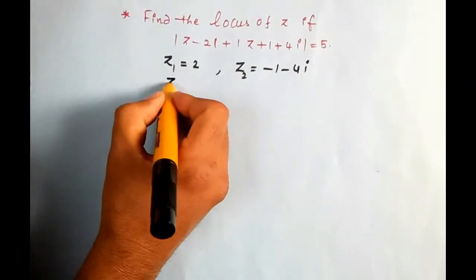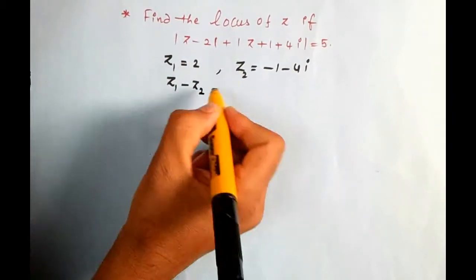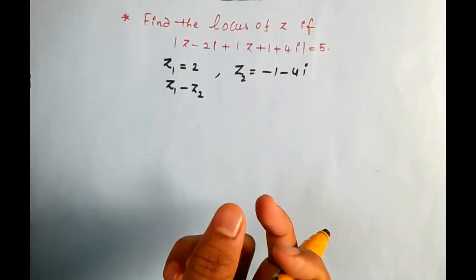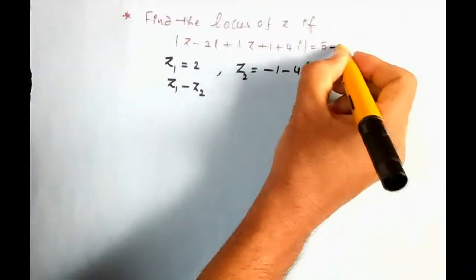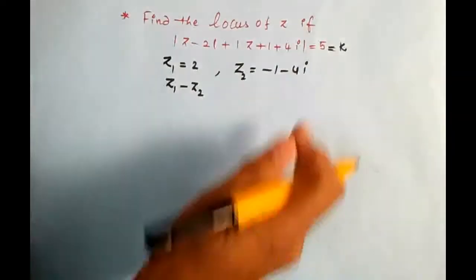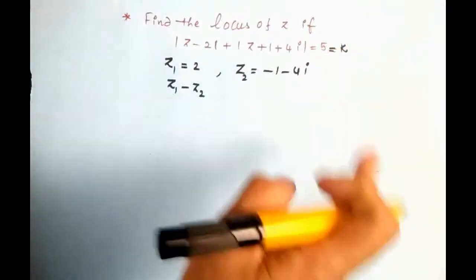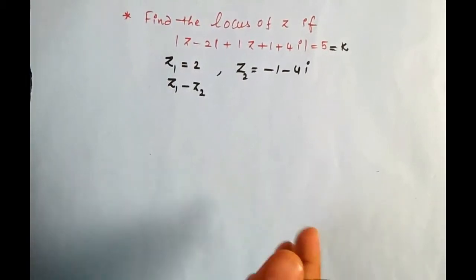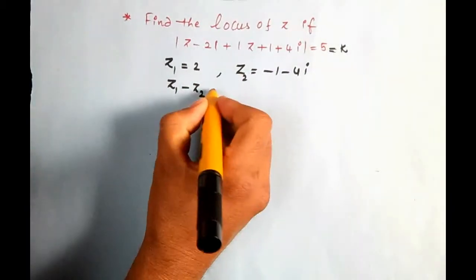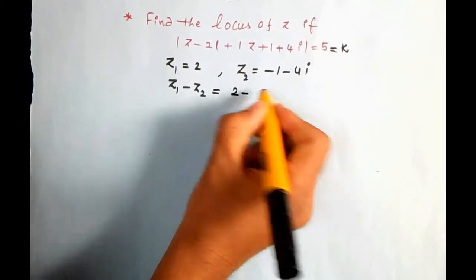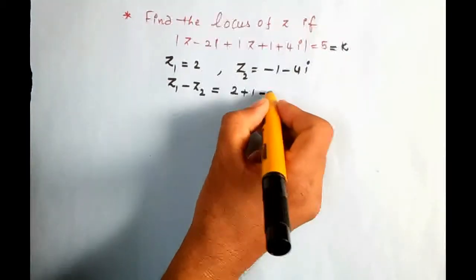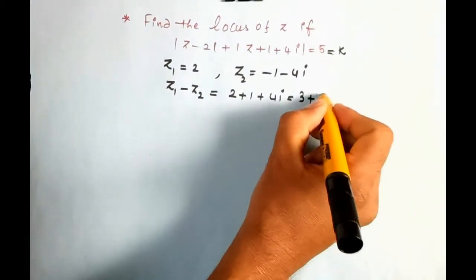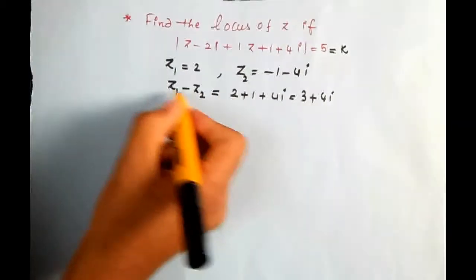Now I'll calculate Z1 minus Z2 because I want to know the relation between k and modulus of Z1 minus Z2. What is k given to you here? k equals 5. So we have to compare this number k with the modulus of Z1 minus Z2, which gives the result, that is the locus of z. So Z1 minus Z2 equals 2 minus of this, so plus 1 plus 4i. So 2 plus 1 equals 3 plus 4i.